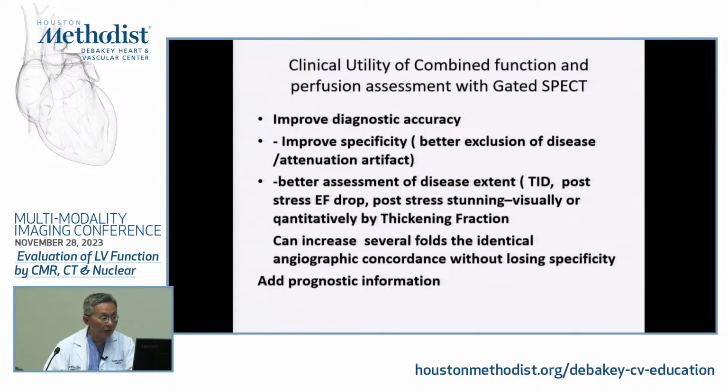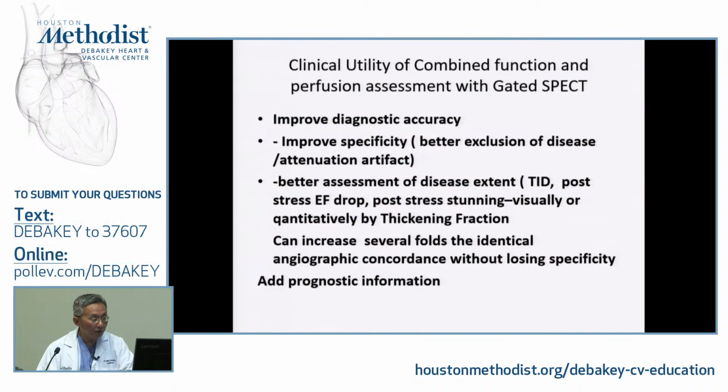For instance, improve diagnostic accuracy, basically exclude artifacts, so make your reading a lot more specific, okay? You're gonna have much less false positive. And it helps you in cases when the perfusion is not very equivocal, helps you decide if the study is truly abnormal or it's just an artifact. For instance, TID, post-stress EF drop, stunning, and essentially this is a major use.